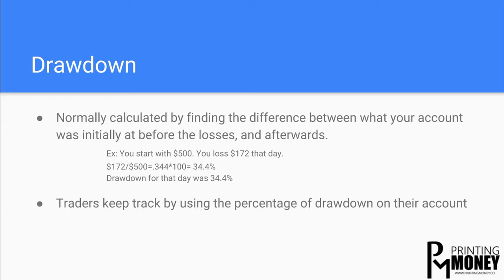Traders keep track of their drawdown by using percentages, okay? And this is very important to keep track of. Track record for yourself. A lot of times you can go back and view these things and find out what you are doing wrong, and you can work on obviously fixing it and preventing it from happening in the future.